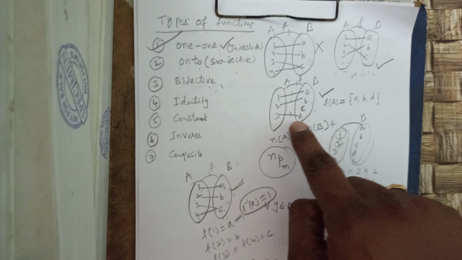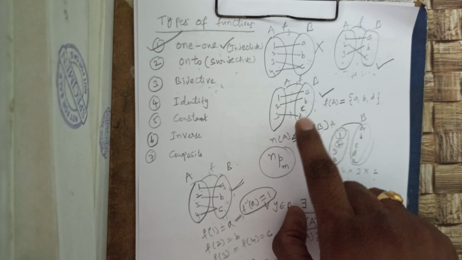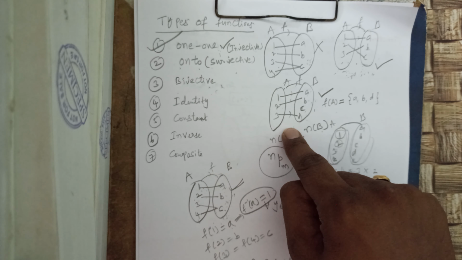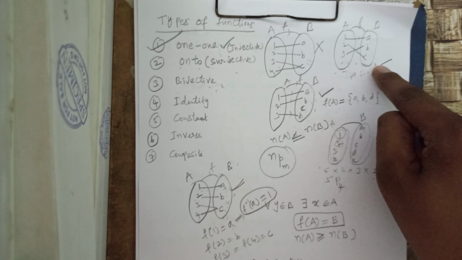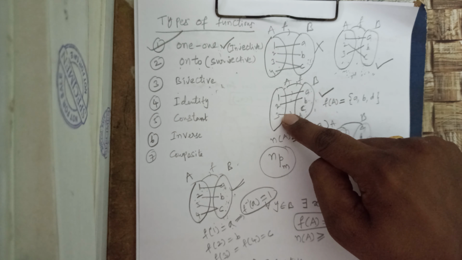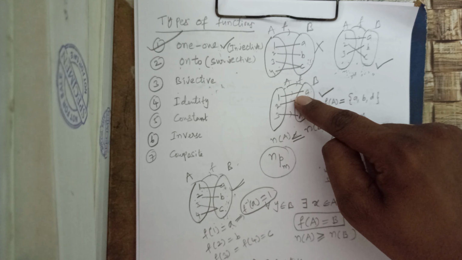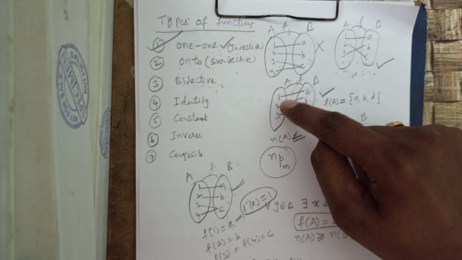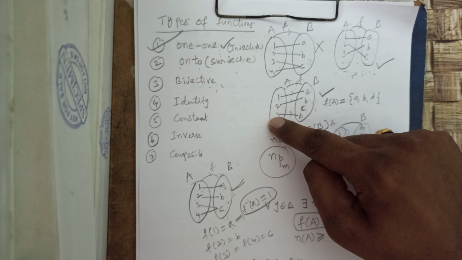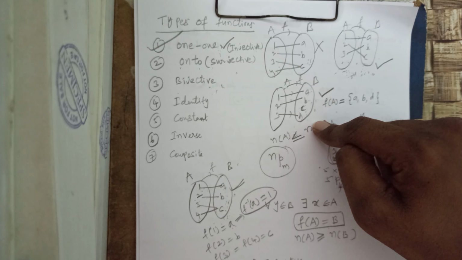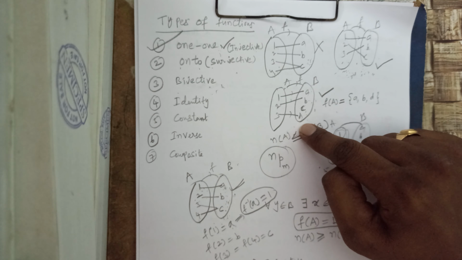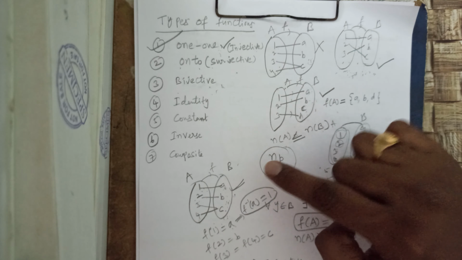Different elements of A should have different images in B. So when n of A is less than n of B, we can make it one-one. Whenever n of A and n of B are equal, then also we can make it one-one, because if you have 4 elements, we need to have 4 images. Whatever number of elements we have in the first set, the same number of images we need in the second set. That's why n of A is less than or equal to n of B. In both cases, it can be one-one. Clear? So now let us go to onto.